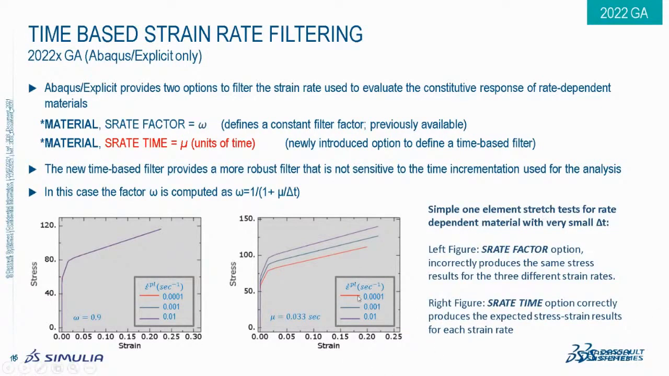So on the left side, we're looking at a simple one element test with a very, very small dt. That's where the initial S rate factor sometimes came up short, and you can see it's unable to resolve the rate dependency of the material here. Three different orders of magnitude of the rate dependence, whereas the new time-based filtering is able to quite accurately resolve that time strain rate dependence of the material properties.